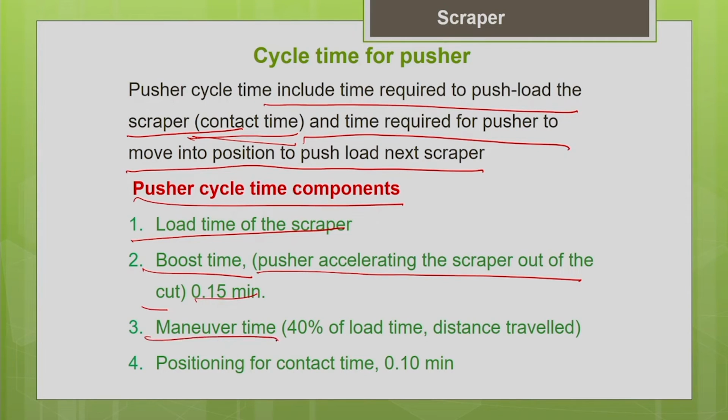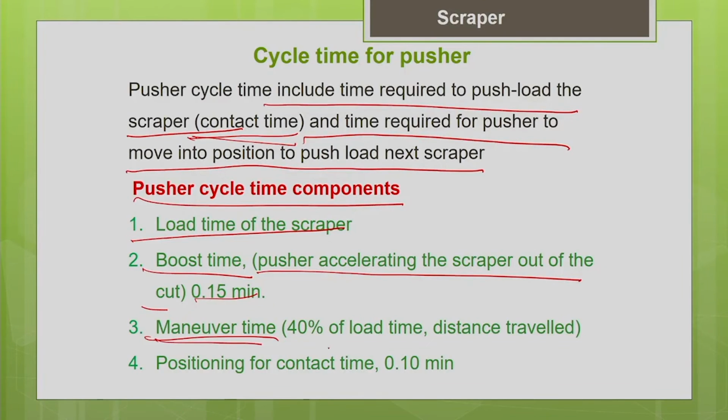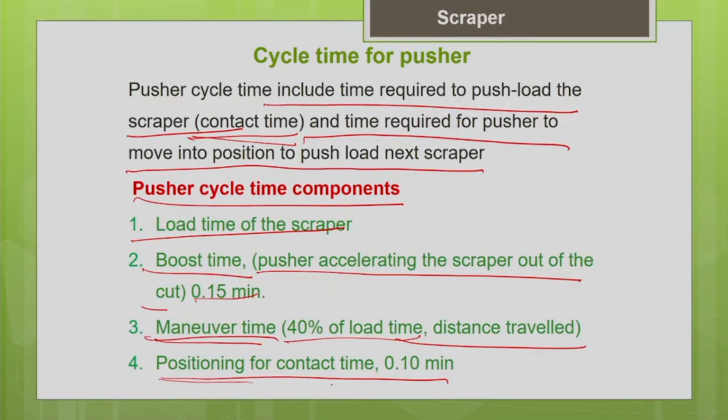Apart from that, you have the maneuver time. As I told you, the pusher has to travel after pushing the first scraper, it has to travel and spot another scraper and get ready for pushing it. That is the maneuver time. It can be taken as 40% of load time, that is, a distance travelled. Then the other thing is positioning for the contact time. So the pusher has to position so that it establishes its contact with the scraper. That positioning time is 0.1 minute. All these things make up the cycle time of the pusher.